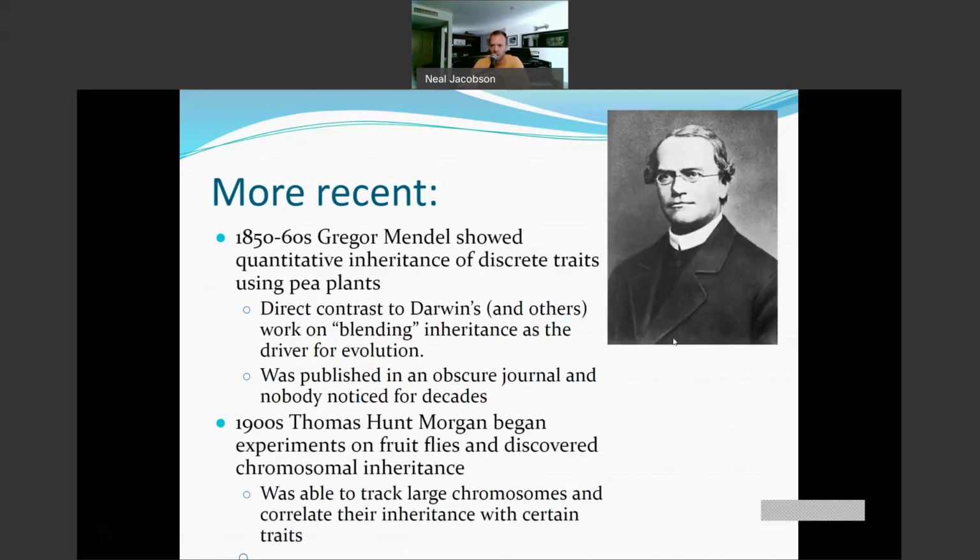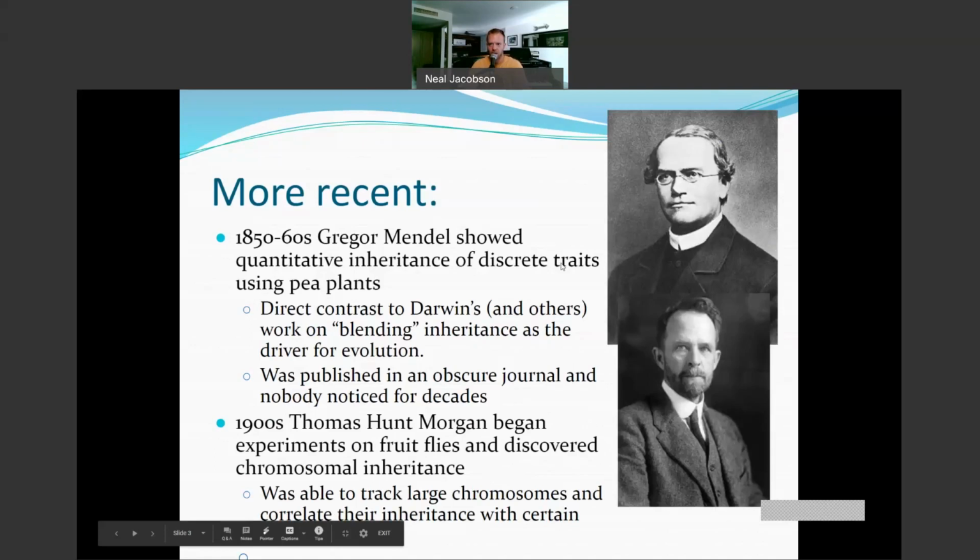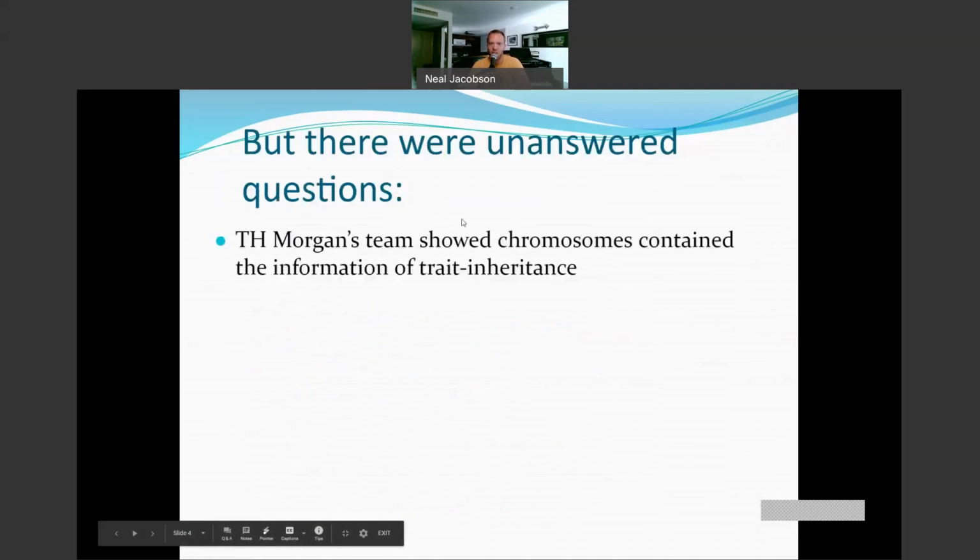And so there's Mendel and there's T.H. Morgan several decades later. Notice their choice of clothing has slightly changed in those 40 years.